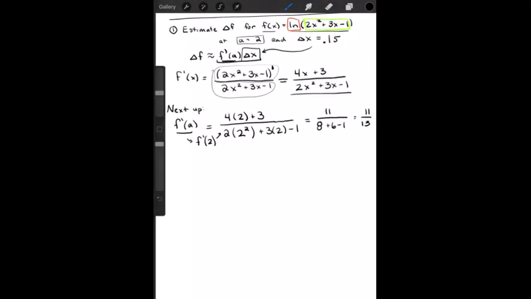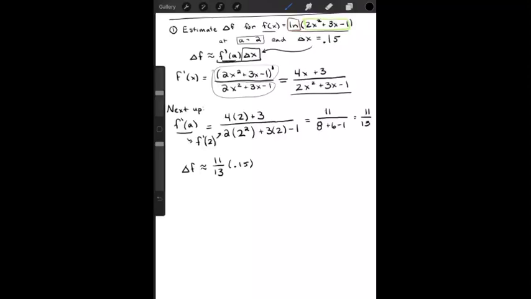I'm going to zoom our canvas up a little bit, get some more whiteboard space. So that means delta f is approximately equal to f prime of a, which we discovered was 11/13, and delta x, which is 0.15.